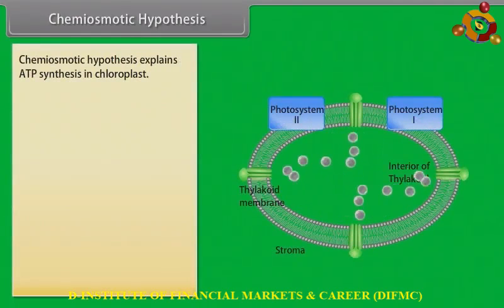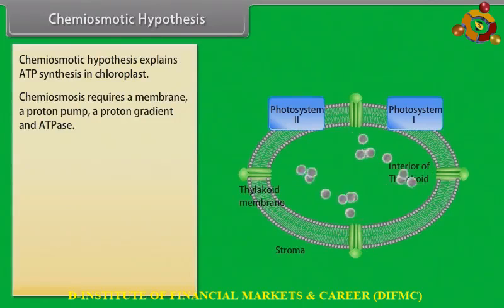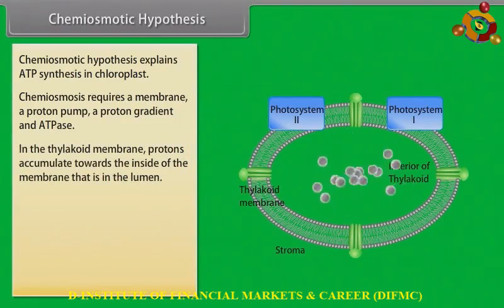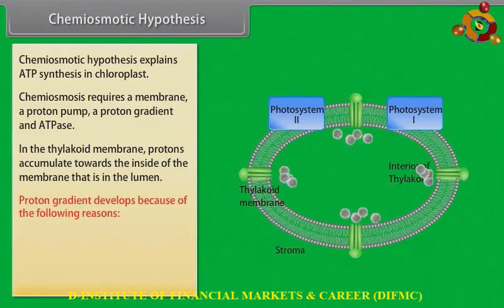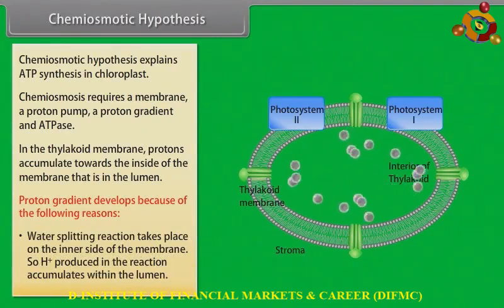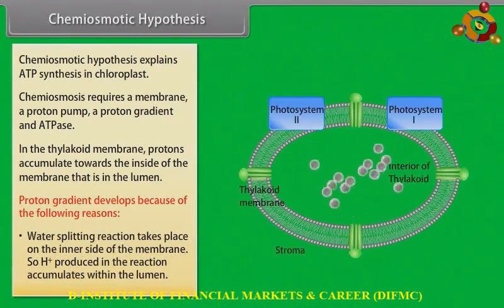Chemiosmotic hypothesis. The chemiosmotic hypothesis explains ATP synthesis in chloroplast. Chemiosmosis requires a membrane, a proton pump, a proton gradient and ATPase. In the thylakoid membrane, protons accumulate towards the inside of the membrane, that is, in the lumen. The proton gradient develops because of the following reasons. The water splitting reaction takes place on the inner side of the membrane. So, hydrogen ions produced in the reaction accumulate within the lumen.